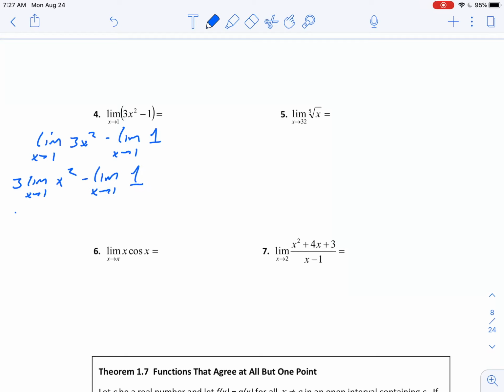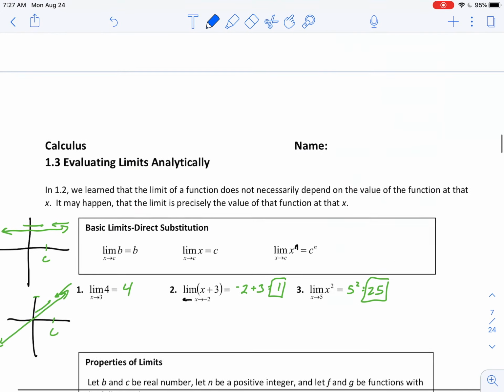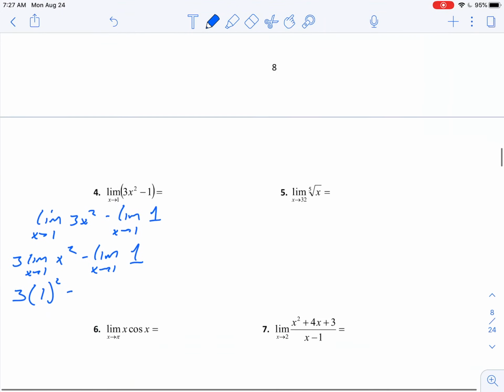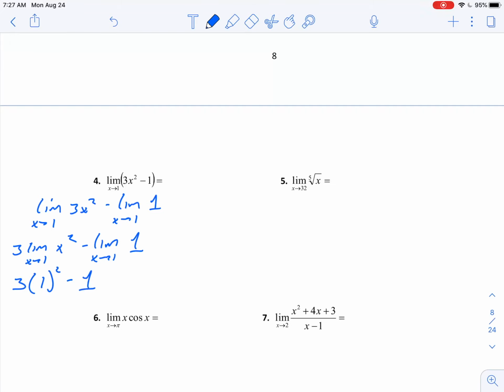Now I can evaluate. This is 3 times, I'm going to plug the 1 in for x squared, so I get 1 squared. And the limit as x approaches 1, we saw this in the very first property of a constant, is 1. And 3 times 1 squared minus 1 is simply 2.